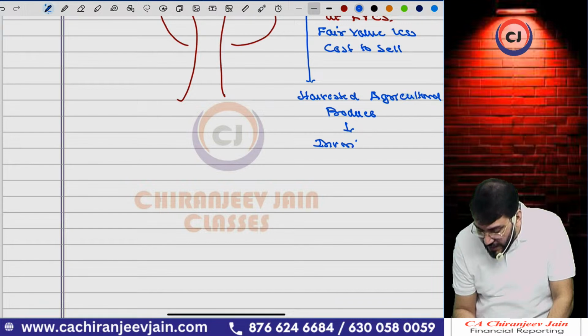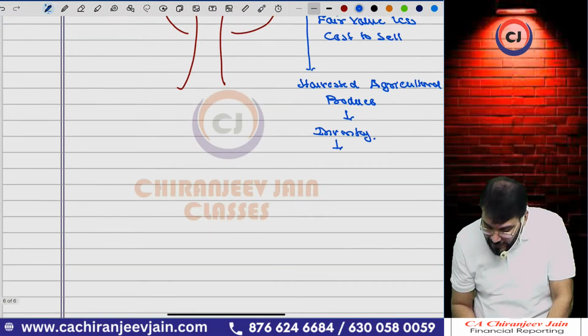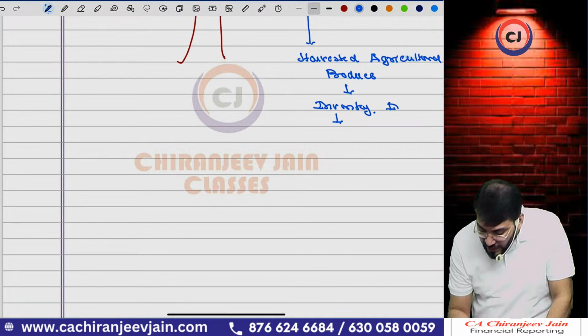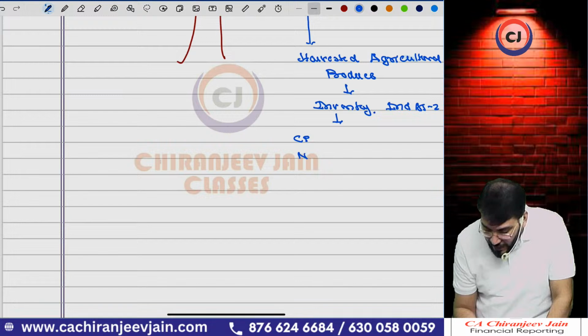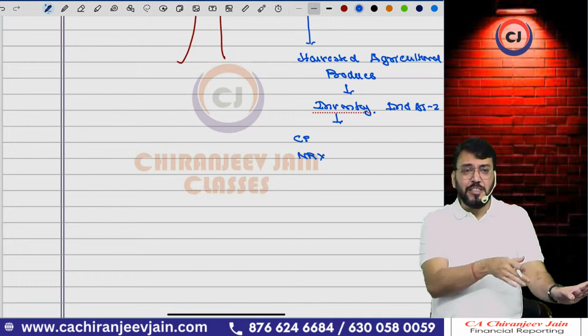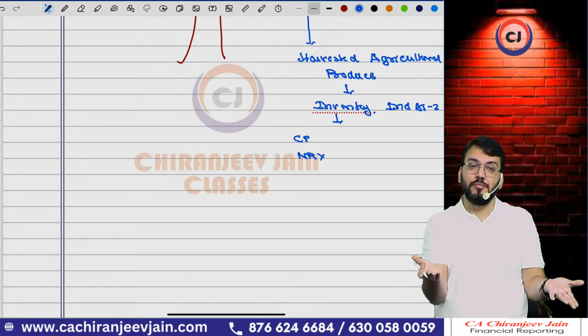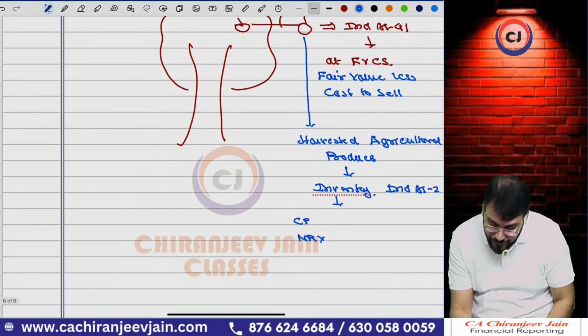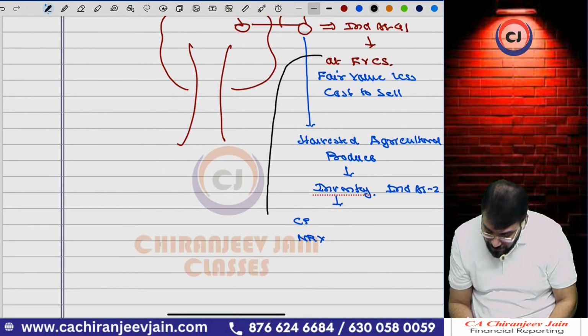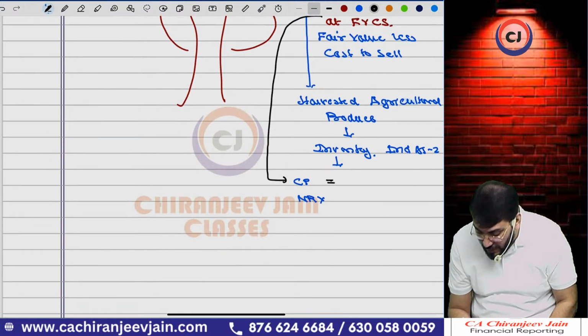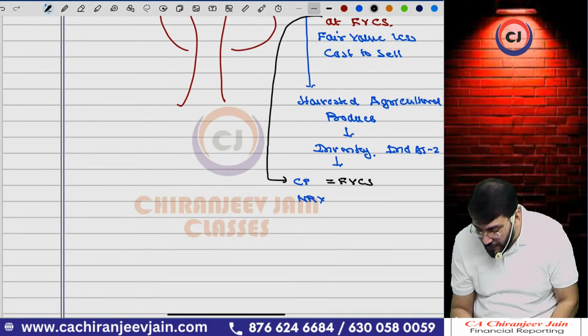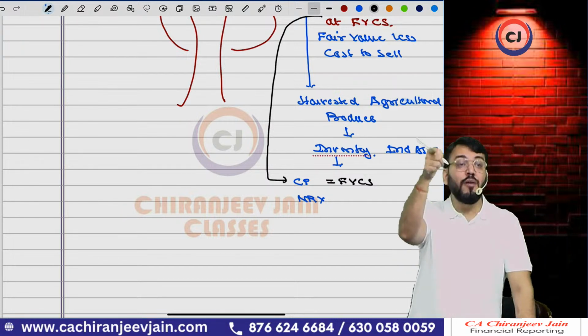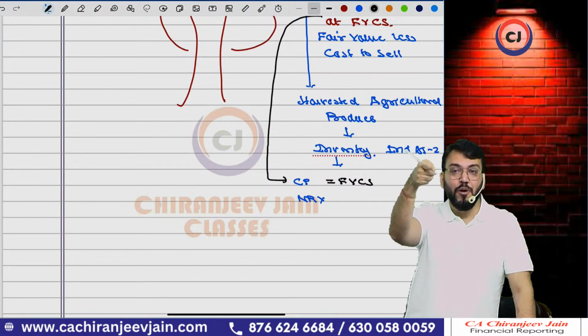So for inventory, which Ind AS will be applicable? Ind AS 2. Now Ind AS 2 says which price? It is cost price or NRV, whichever is lower. So NRV we can calculate as per the requirement in Ind AS 2, but what is cost price? Very good. So this will become the cost price. So cost price will be equal to fair value less cost to sell at the point of harvesting.